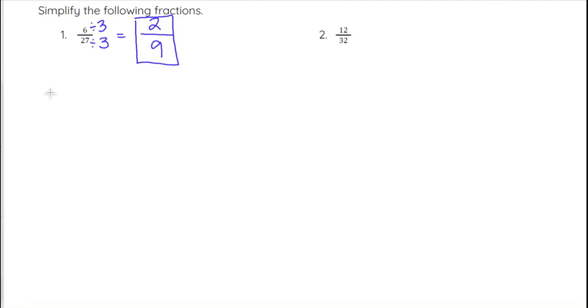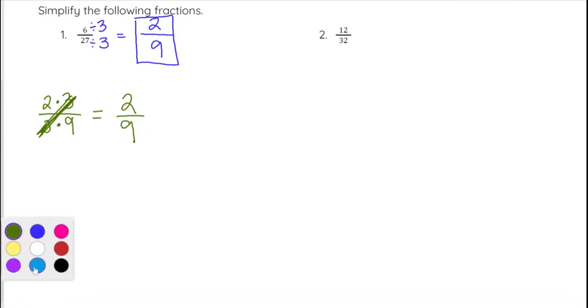If you wanted to use the other method, you could rewrite 6 as 2 times 3, and rewrite 27 as 3 times 9, or 9 times 3. And the 3 on top and bottom cancel out or simplify, and that 2 over 9 is what's left. So either way works.